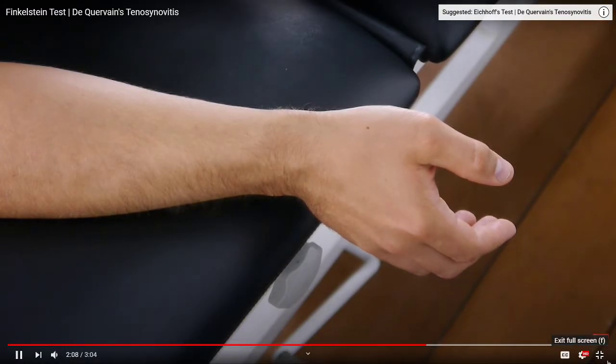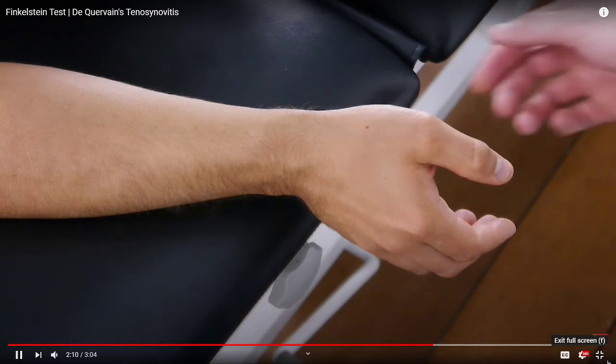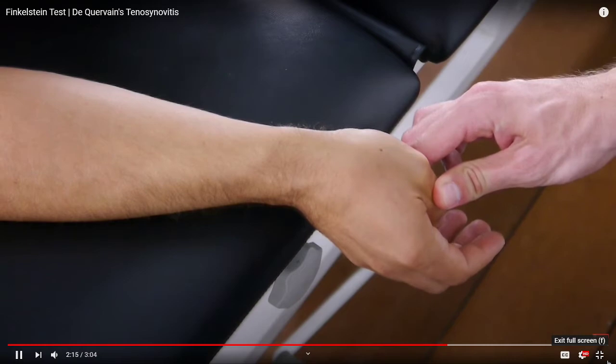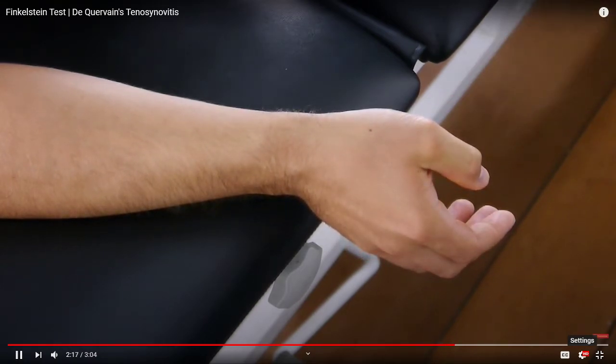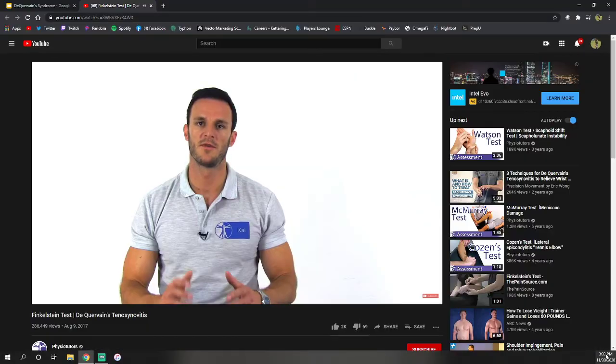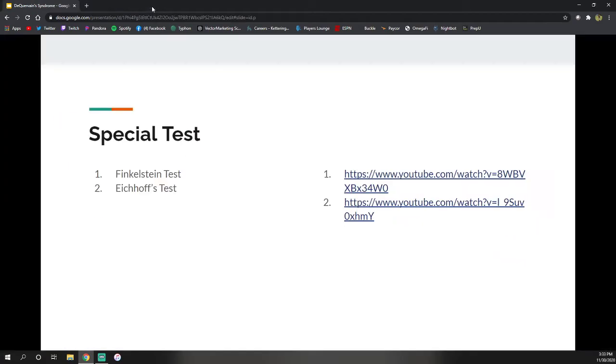In this third step, grasp the thumb and then passively flex it into the palm. A positive test result is recorded if the patient experiences increased pain over the tip of the styloid process.